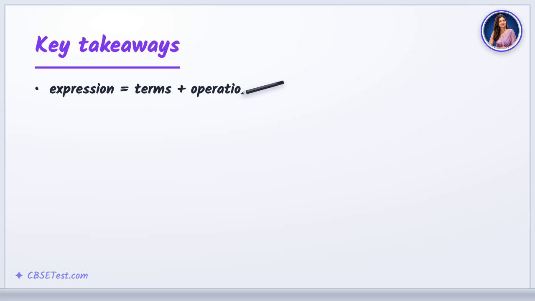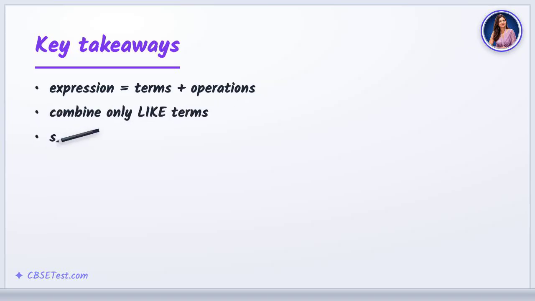To recap, an expression is built from terms. Only like terms can be combined, and you find its value by substituting the number for the variable.